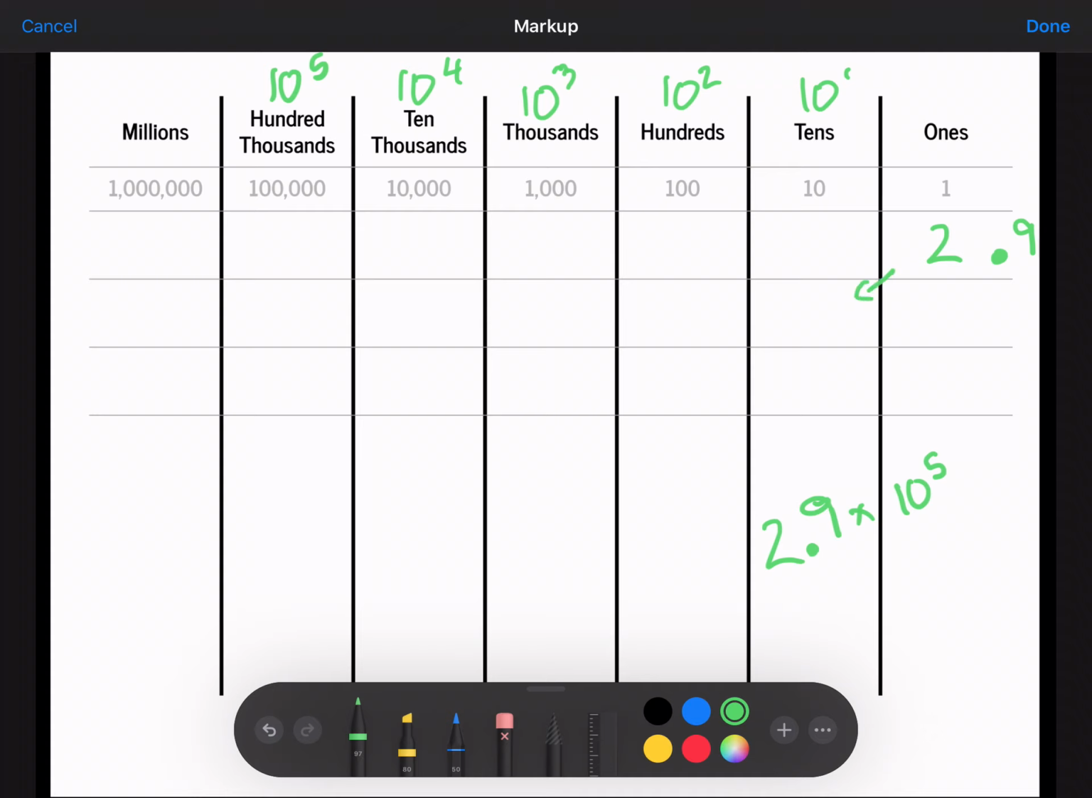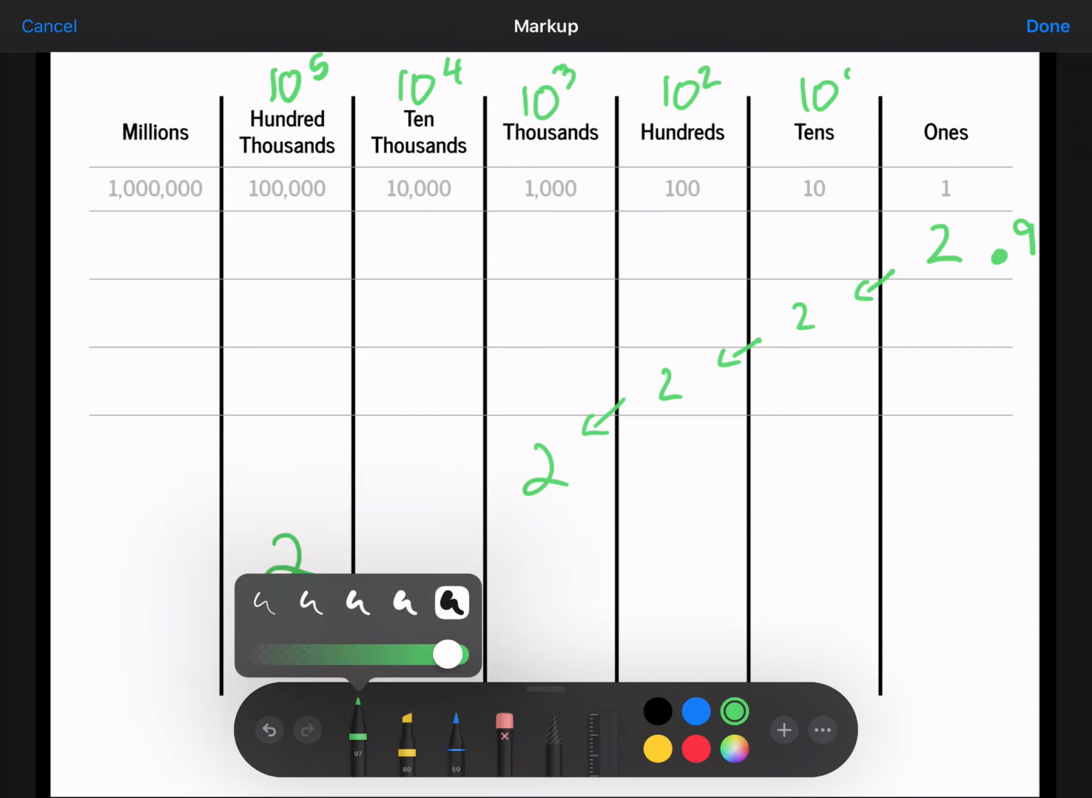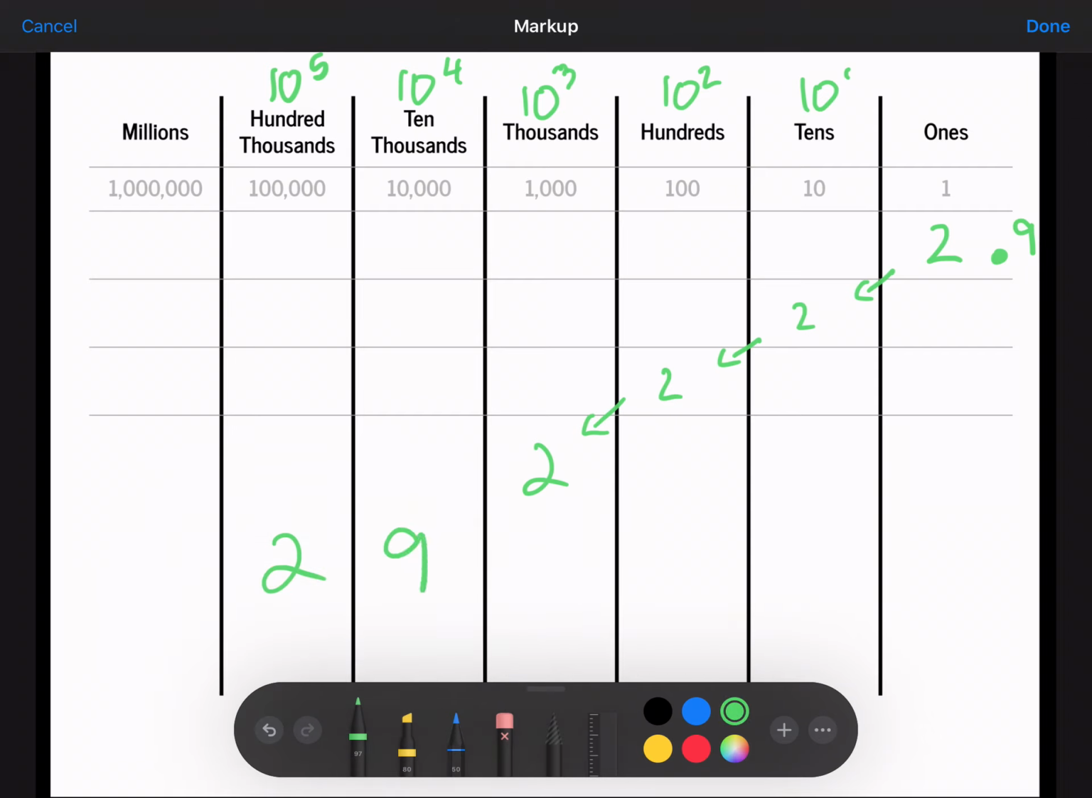Times 10, times 10, times 10. Keep on going. We'd end up all the way over here. Erase this out of the way. In that 100,000 spot. What happens to the 9? Well, the 9 at the same time shifts value as well. So we end up with this number: 290,000.